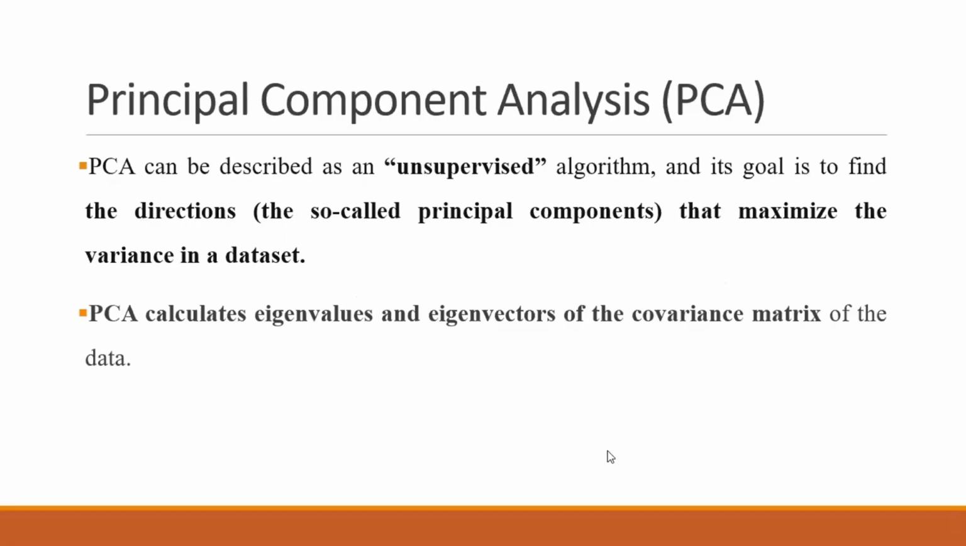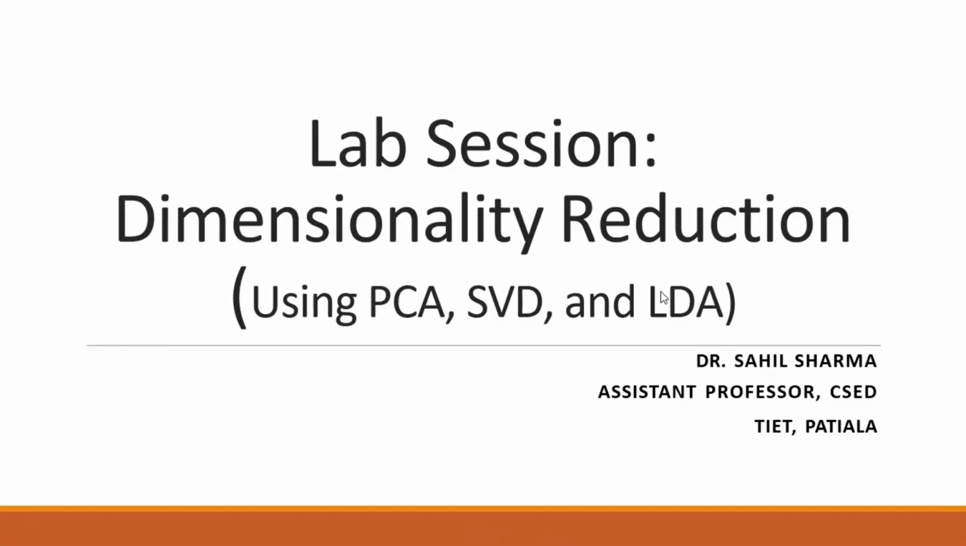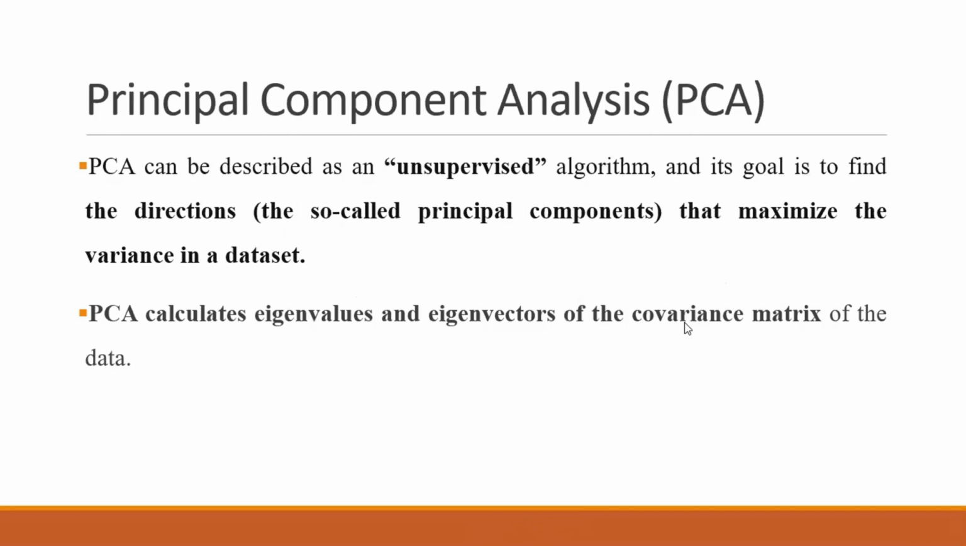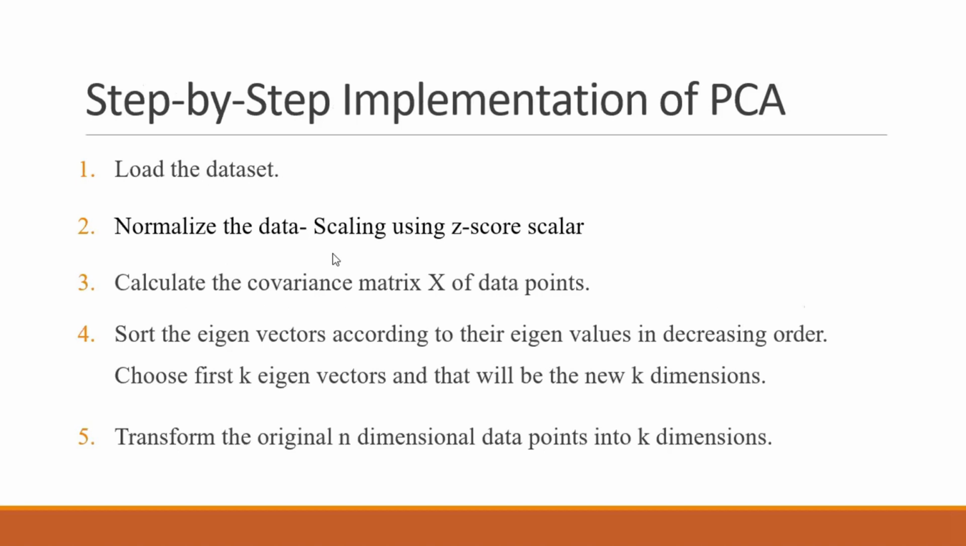So generally PCA is an unsupervised algorithm that we know. First of all, I want to discuss the basic steps of PCA. Before that, I want to give an introduction also. So PCA is an unsupervised algorithm, and the basic goal is to convert the original dataset into principal components so that we can maximize the variance in that dataset. And PCA will calculate the eigenvalue and eigenvector of the covariance matrix, and we will do that practically today. But these are the basic steps.